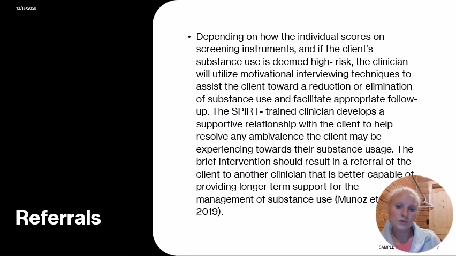Referrals. Depending on how the individual scores on screening instruments and if the client's substance use is deemed high risk, the clinician will utilize motivational interviewing techniques to assist the client towards a reduction or elimination of substance use and facilitate appropriate follow-up. The SBIRT trained clinician develops a supportive relationship with clients to help resolve any ambivalence the client may be experiencing towards their substance usage. The brief intervention should result in referral of the client to another clinician that is better capable of providing longer-term support for the management of substance use in the case that they are at higher risk.